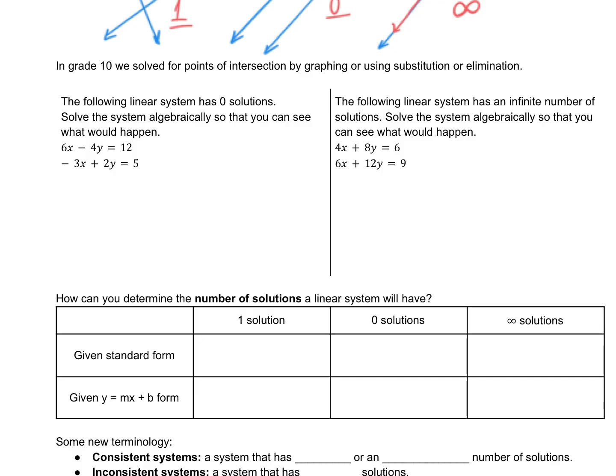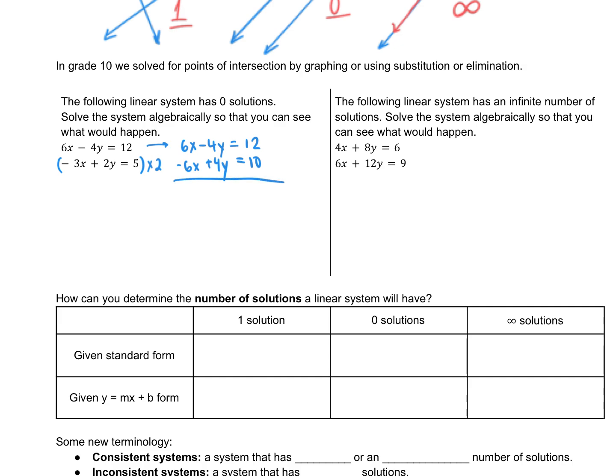So this linear system here, 6x minus 4y equals 12 and negative 3x plus 2y equals 5, has 0 solutions. Let's try to solve it and see what happens. Now, if I were to see an equation like this with the x's, y's, and the constants lined up, I personally would do elimination. So that's what I'm going to do. I'm going to multiply this line by 2 to get negative 6x. This one I'm just going to copy paste. So I'm choosing to eliminate the x's.